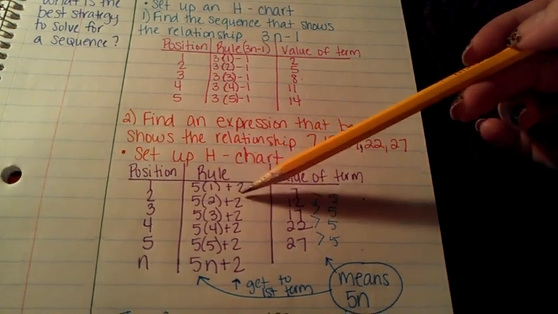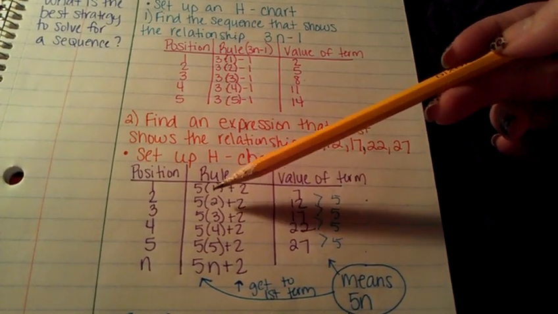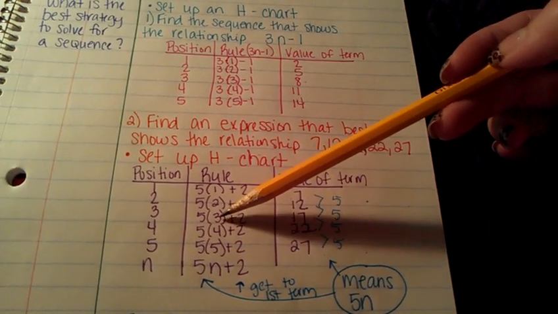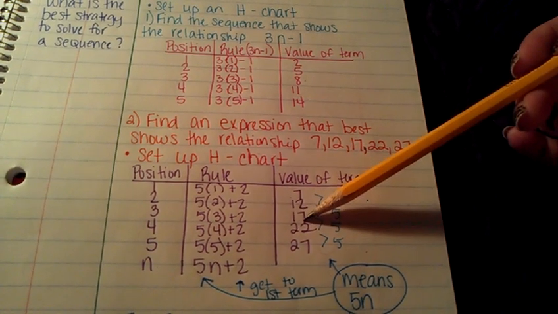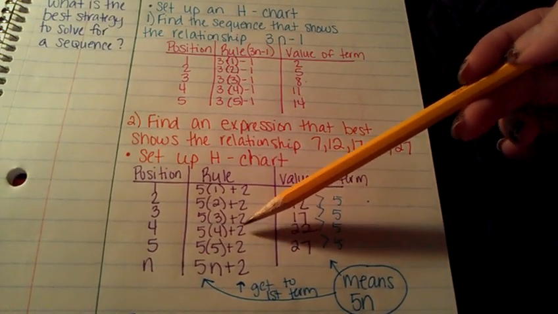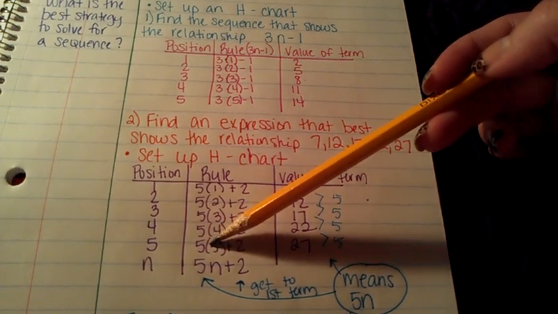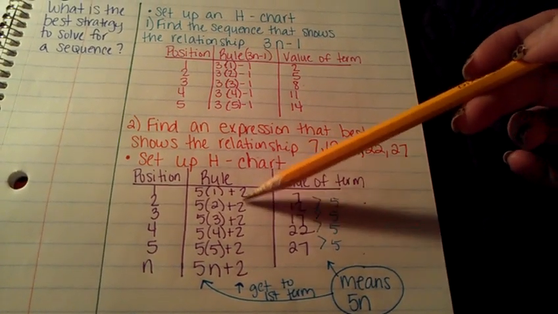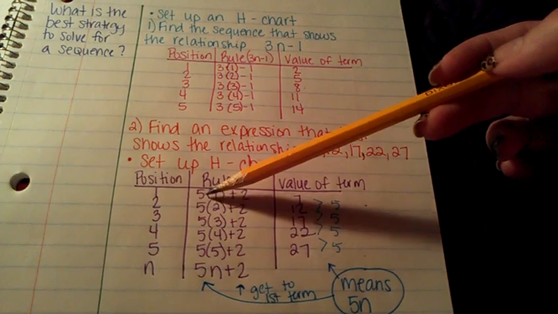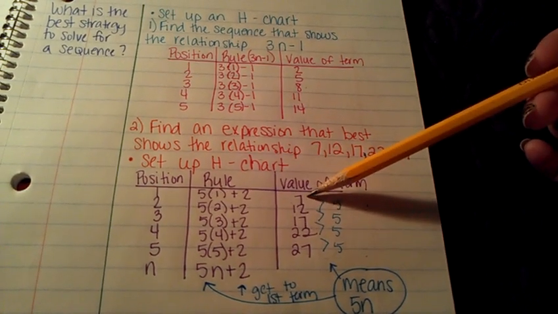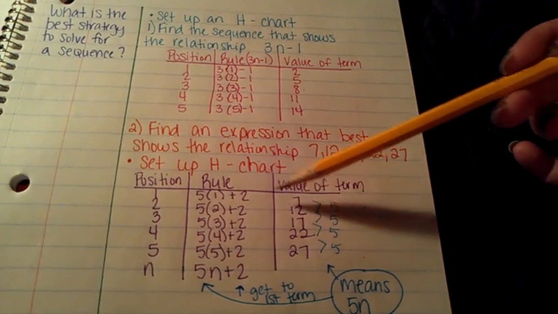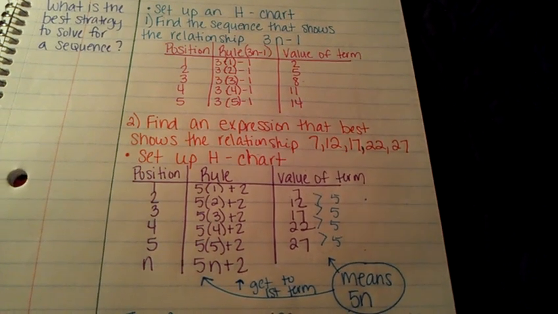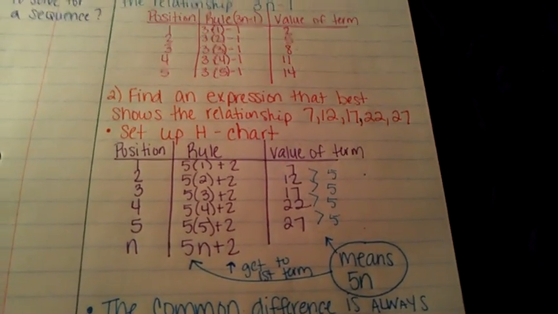5 times 1 is 5, plus 2 is 7. 5 times 2 is 10, plus 2 is 12. 5 times 3 is 15, plus 2 is 17. 5 times 4 is 20, plus 2 is 22. And 5 times 5 is 25, plus 2 is 27. So this part right here, the add 2, is what you have to do to get from the 5n to your first value. Since it was 7, we had to add 2 to get from the common difference to that first value. That is always going to be the second part of your expression.